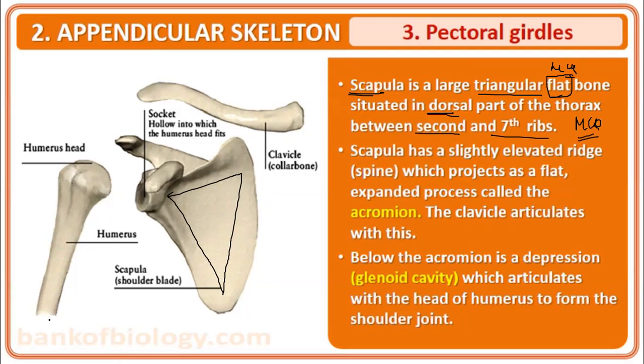Then they have a slightly elevated ridge, that is a spine, which projects as a flat and expanded portion called the acromion. The clavicle gets articulated with the acromion. So very important guys, the acromion attaches the scapula with the clavicle. Clavicle, this is the acromion. Below the acromion, this is a depression, the glenoid cavity, which articulates with the head of the humerus to form the shoulder joint.